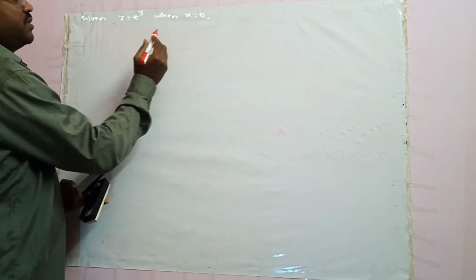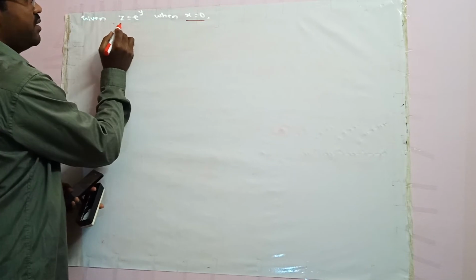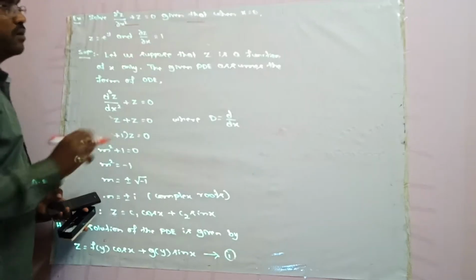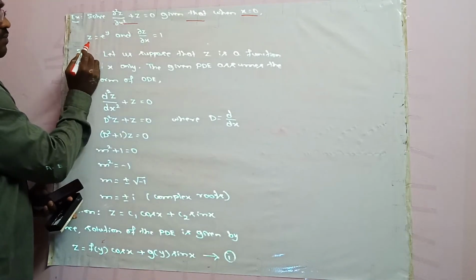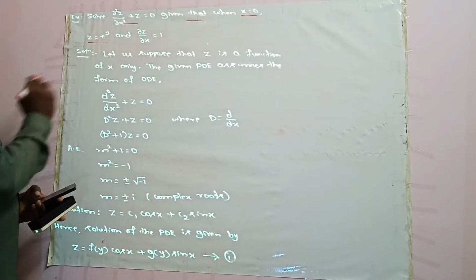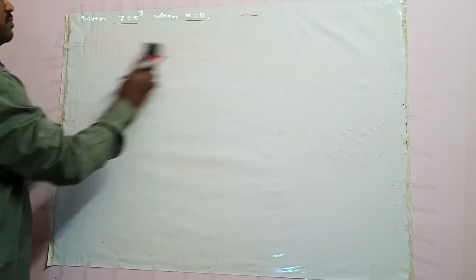What is the first condition? When x is equal to 0, the value of z is e to the power y. They have given this in the question. Let us use this first condition here.